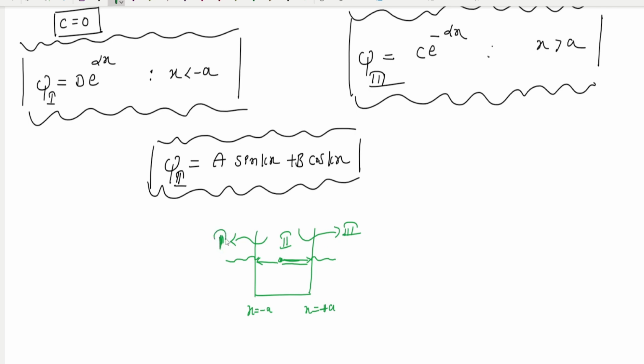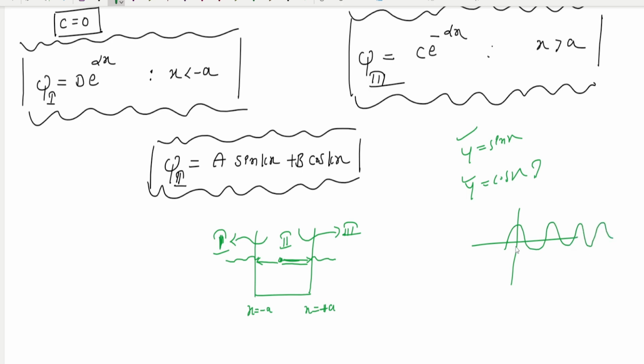Region 1, region 2 has symmetric and antisymmetric solutions. Here two functions are there: one is the sine function, another is the cos function. Maybe you are already aware of y equal to sine x and y equal to cos x. By using these two functions, which one is symmetric and which is antisymmetric? What is cos 0? Cos 0 is 1. Okay, like this.